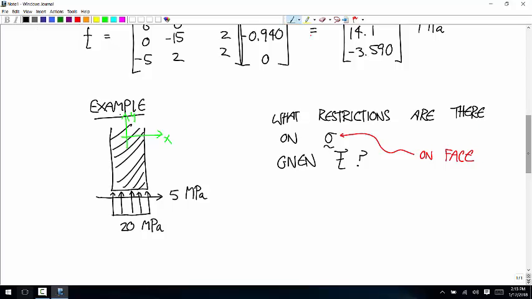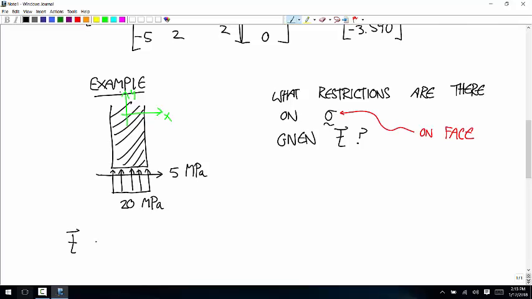Well, the traction vector, you have 20 megapascals in the positive y direction and 5 megapascals in the positive x direction. And that's equal to the stress tensor times the outward facing normal. What's the outward facing normal for this face? Yep, 0, -1, 0.